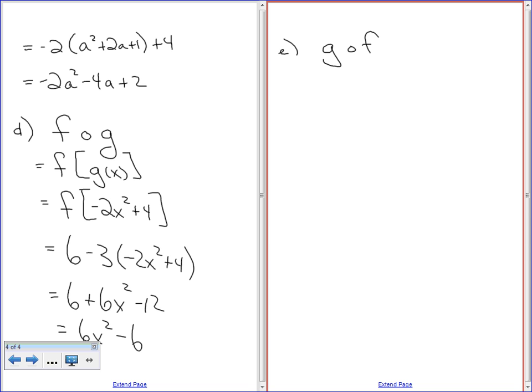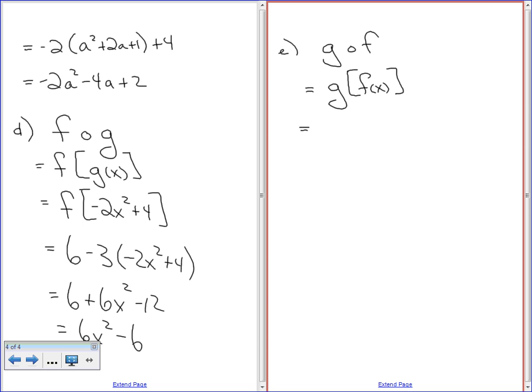So G circle F. A lot of times in mathematics, the order sometimes doesn't matter. Like if I take F and times it by G, I'll get the same answer if I take G and times it by F. Not true with composite functions. This is an entirely different question, because G circle F means G evaluated at the F function.